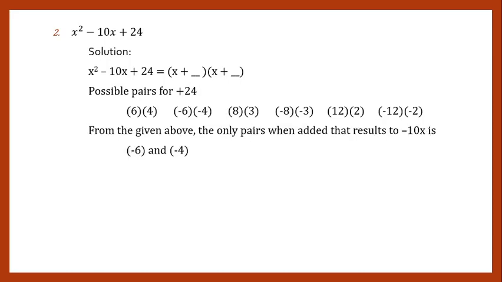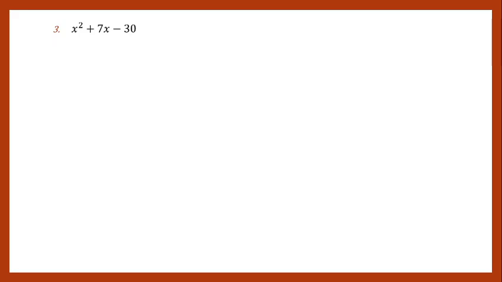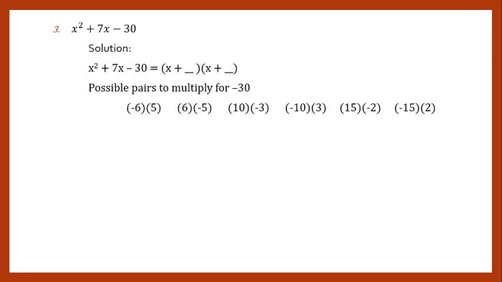Pero, siguro dyan, makikita nyo naman na yung pairs na kapag in-add ninyo to that will result to negative 10 is negative 6 plus negative 4. So, ang final answer is x minus 6 multiplied by x minus 4. And then ito, 30, same process. Ito yung mga pairs ng negative 30. Tapos, from those pairs, yun na, hanapin nyo na yung magre-result to positive 7.